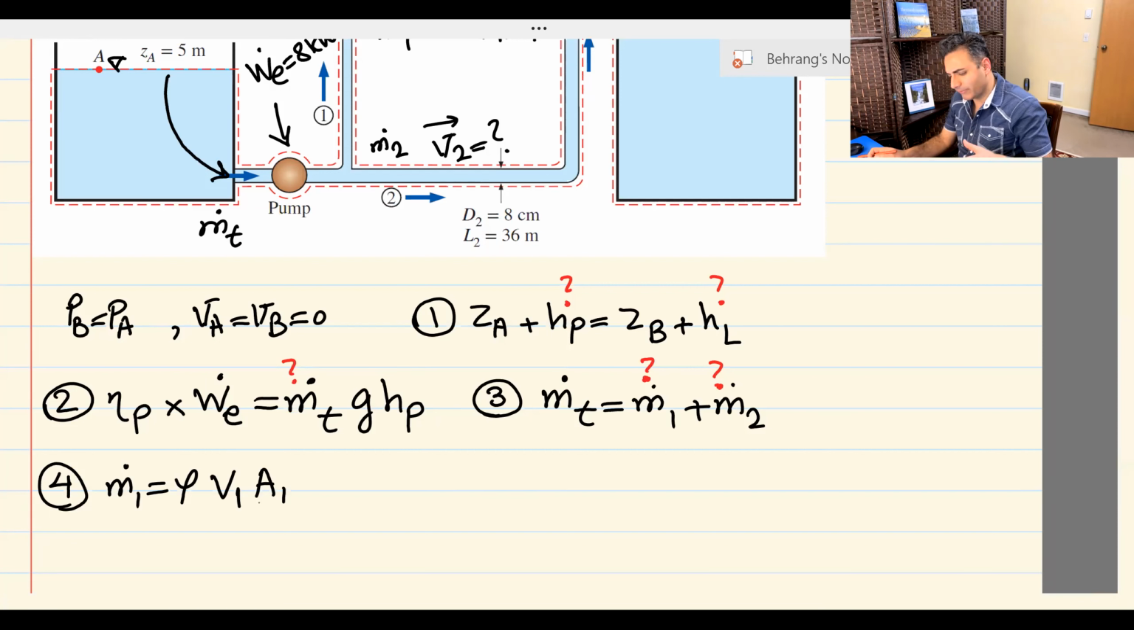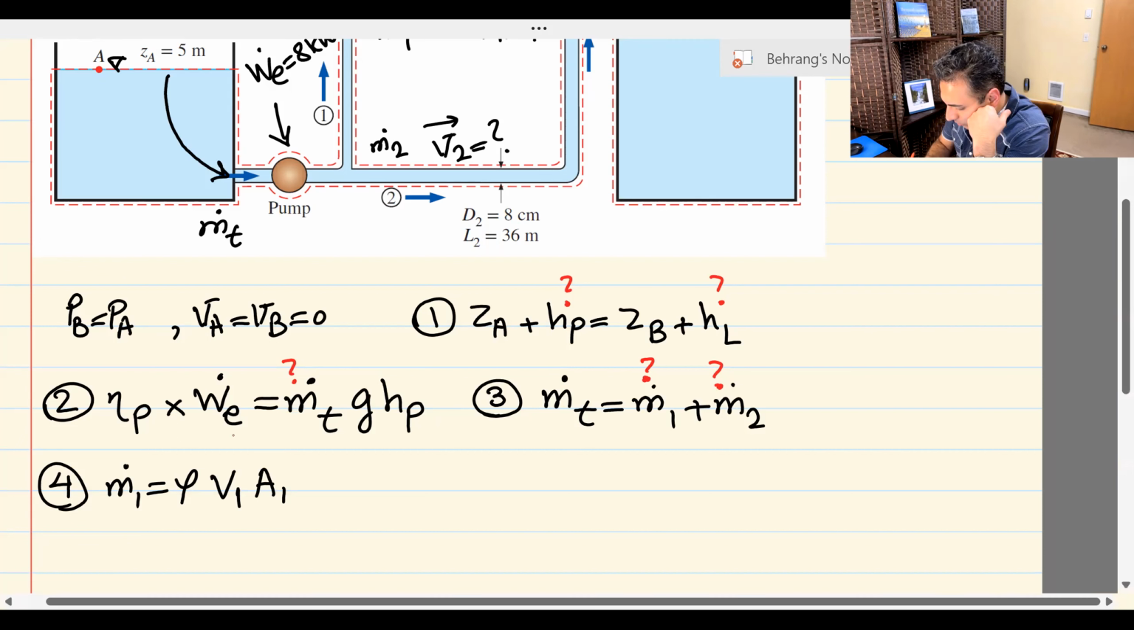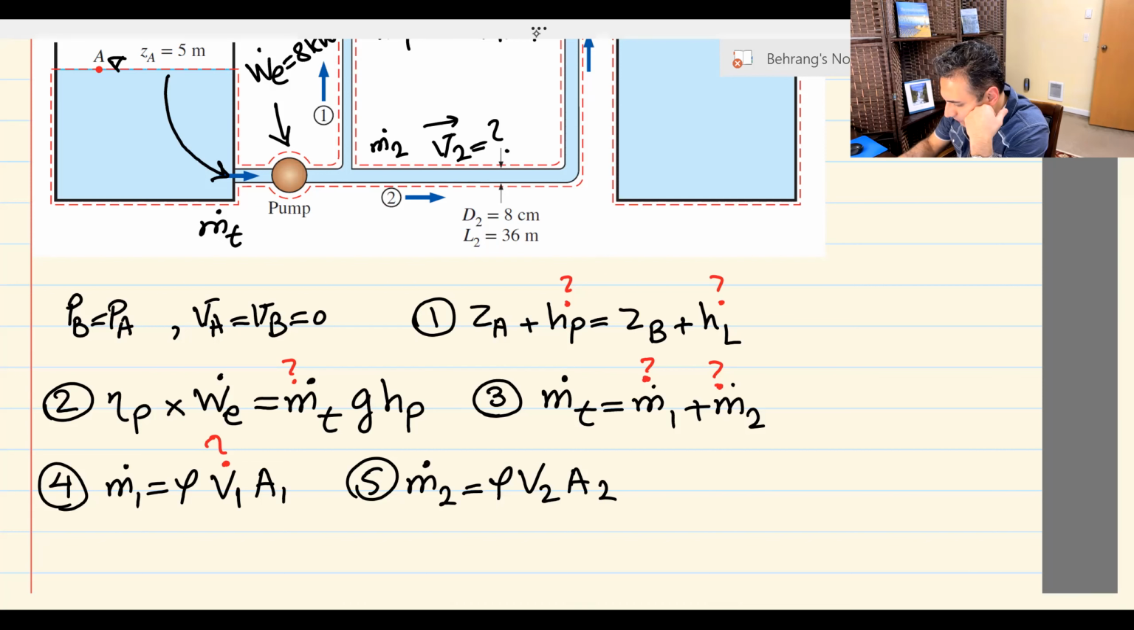And A1, I can calculate it. That's not like an unknown thing because I have the diameters. But V1, I actually don't know. So I added, again, one more unknown to this whole process. That is still not helpful. Equation 5 is the equivalent of equation 4, basically. M dot 2 is rho times V2 times A2. That would be equation 5.